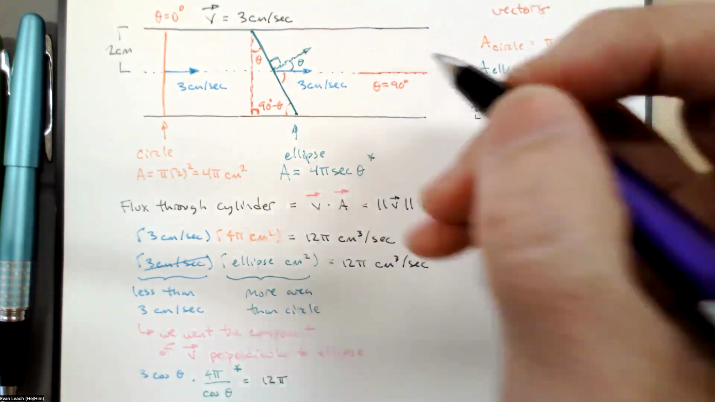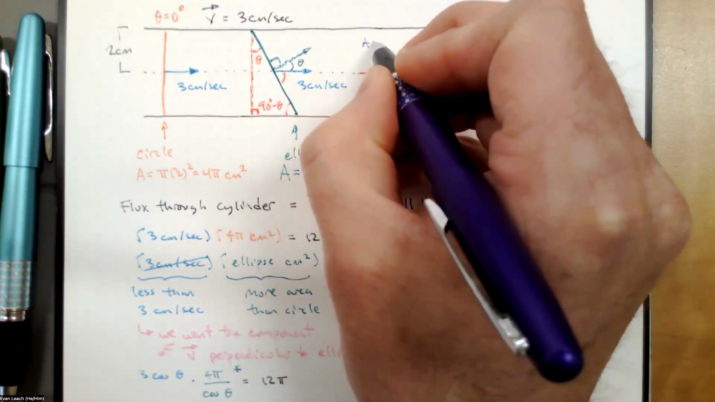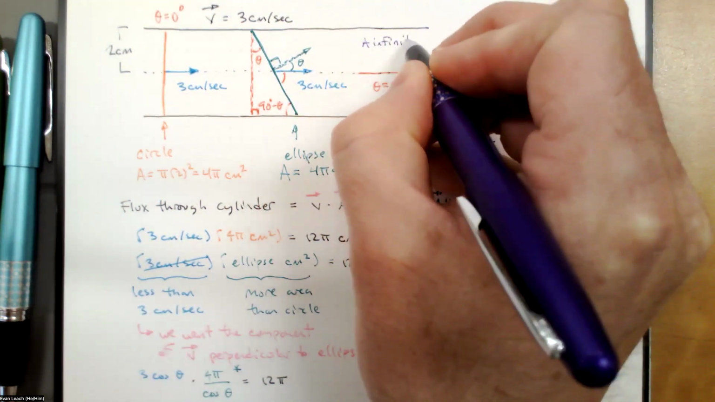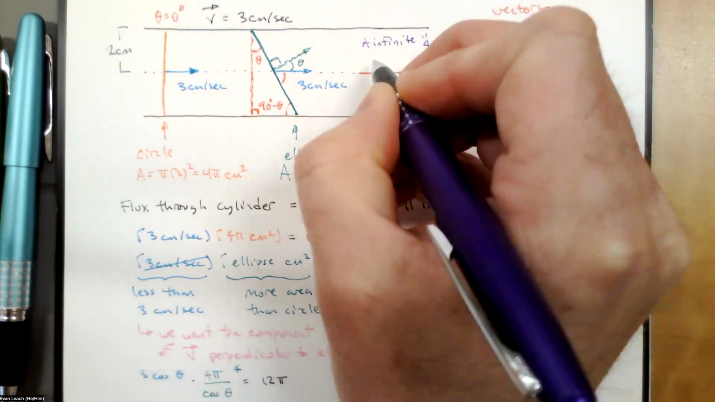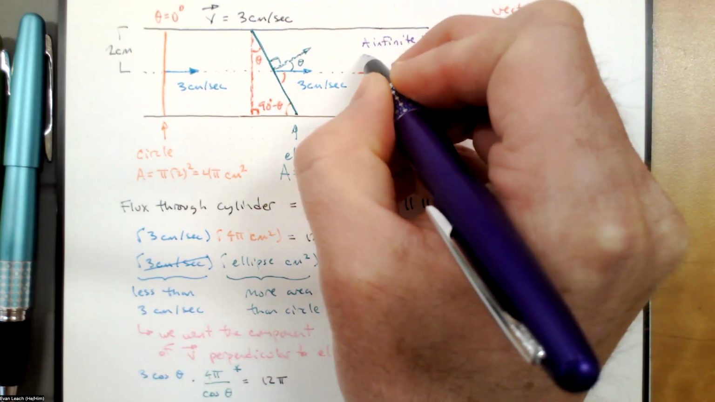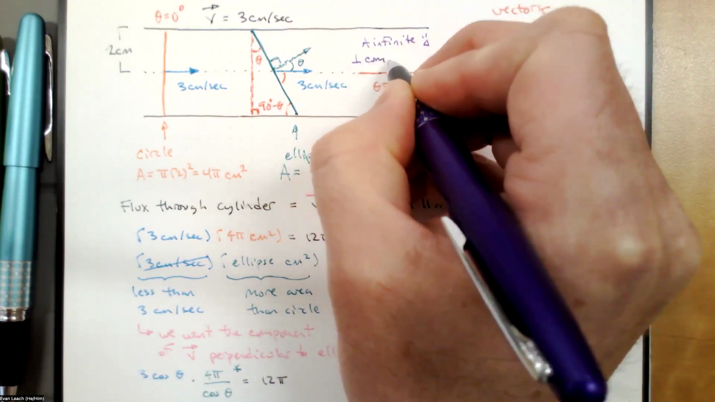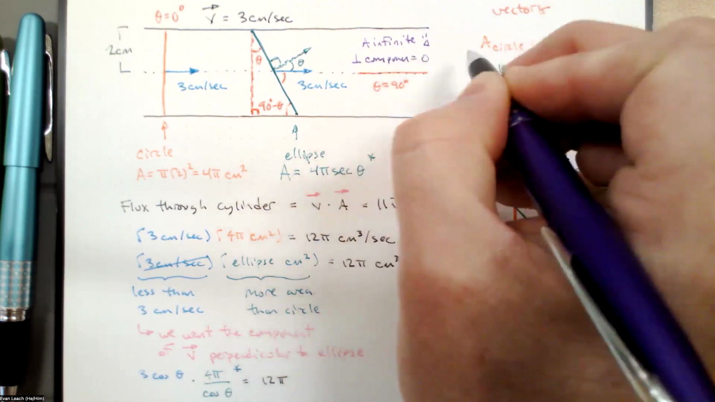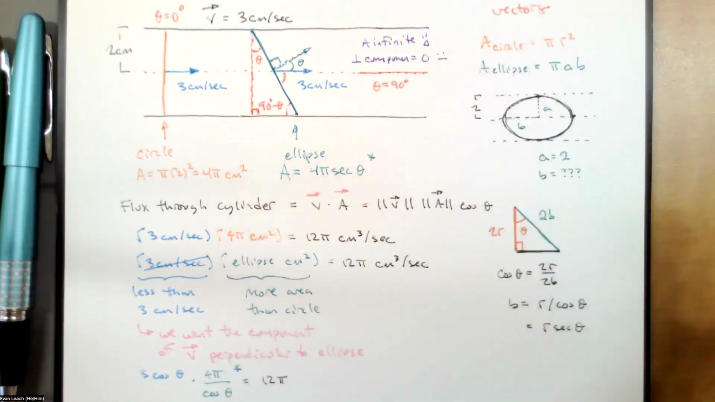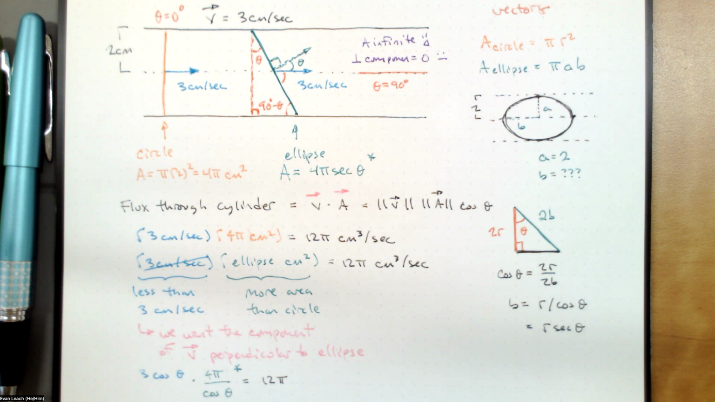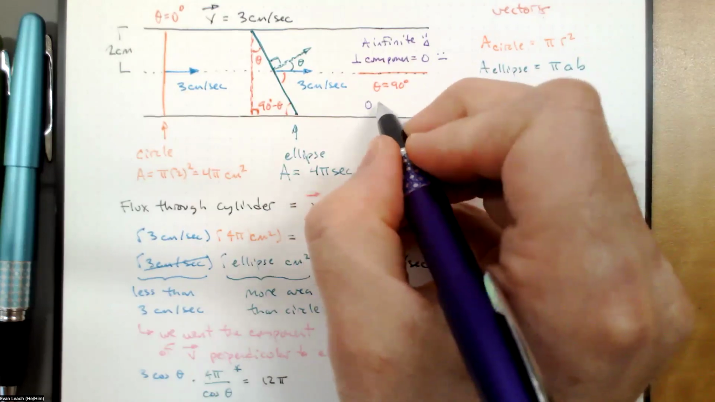So the area is infinite. You think of this as the area is infinite. But also the perpendicular component is zero. So like 0 times infinity is 0. In this case, apparently 0 times infinity is 12 pi. It's a number so small, times a number so big, that it would come out to 12 pi.